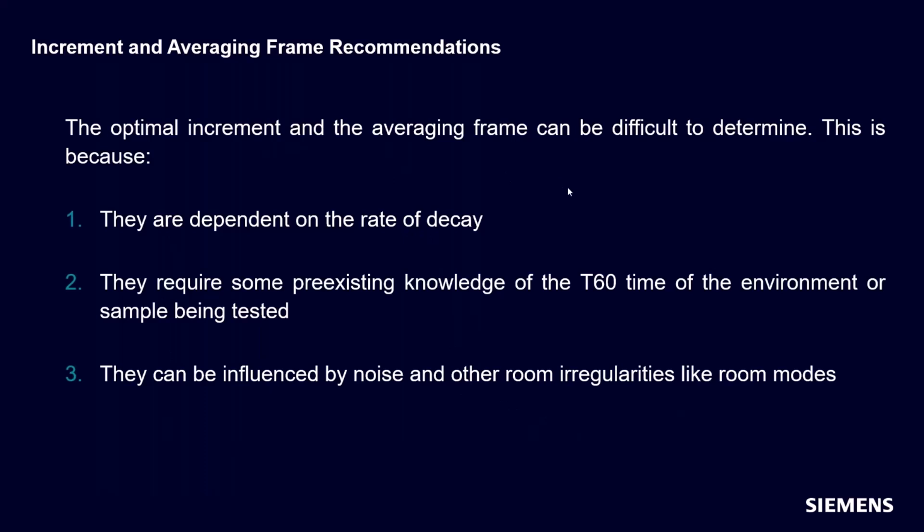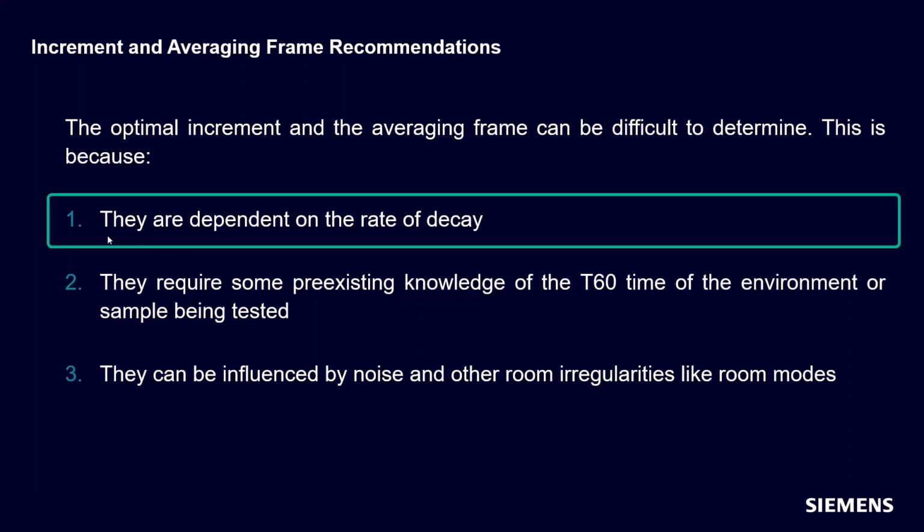Unfortunately, these parameters can be very difficult to determine. The reason for this is because they are very dependent on the rate of decay, and the rate of decay is also dependent on what frequency chunk that you're trying to analyze. For a really fast decay, we might want a very fast or very low increment in average size, which then maybe is suboptimal for a decay that's slightly slower.